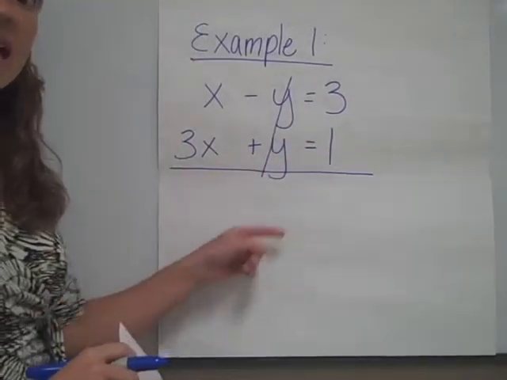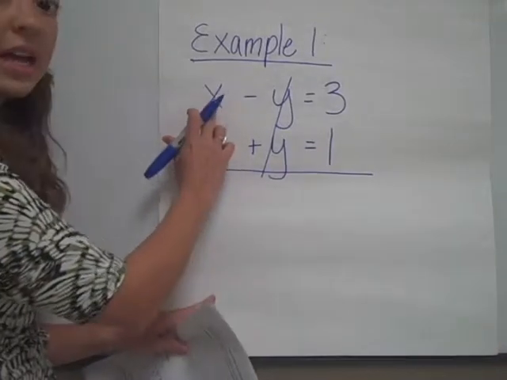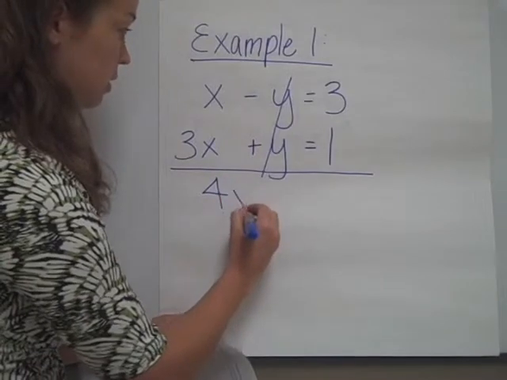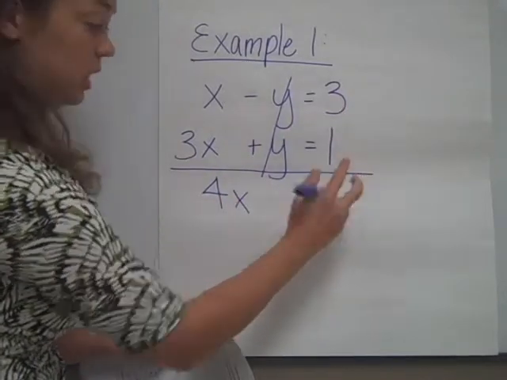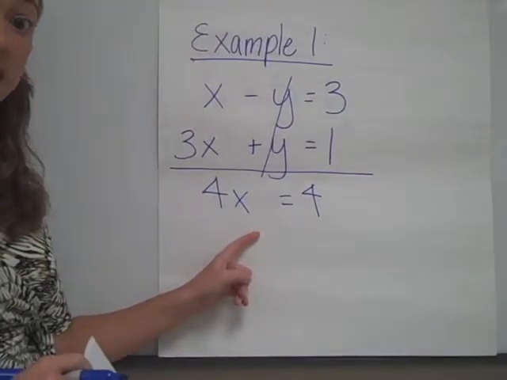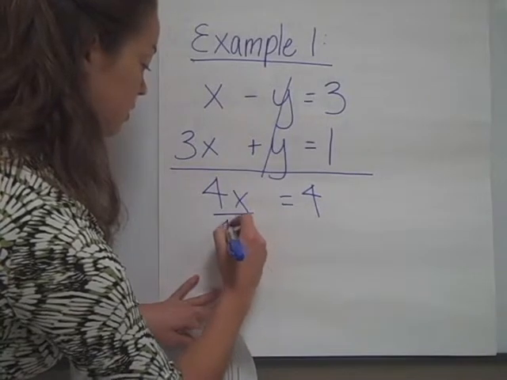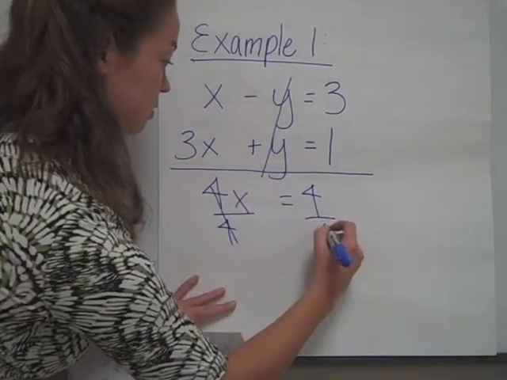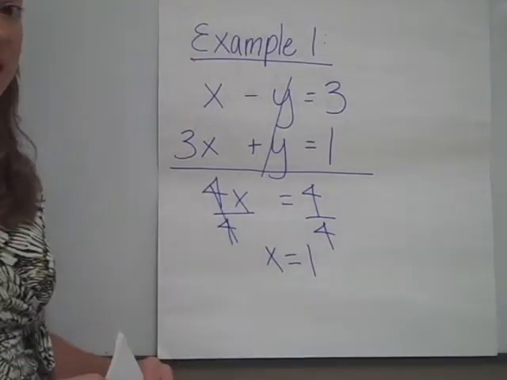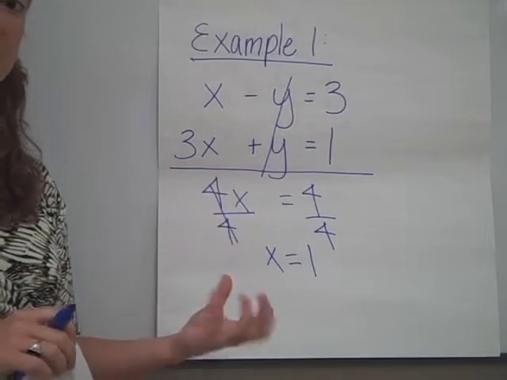Now, I'm going to add all the rest of my columns and solve for x. So 1x plus 3x gives me 4x. And 3 plus 1 equals 4. Now, in order to solve for x, I have to divide by my 4 on both sides. So x equals 1. I'm not done yet because remember we've talked about how a solution to a system is an ordered pair with an x and a y.